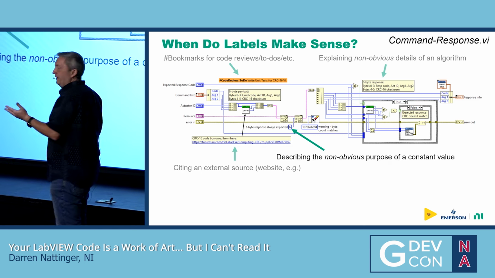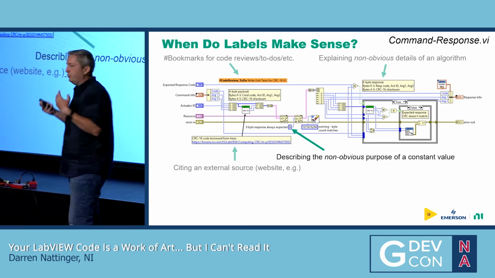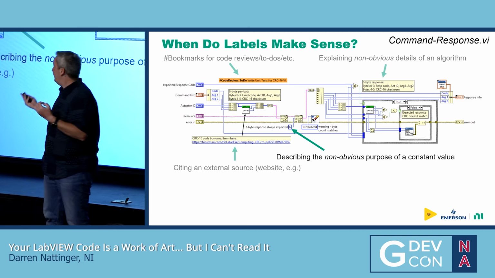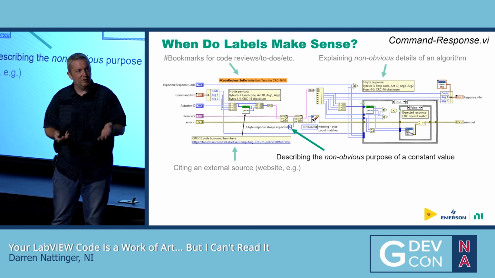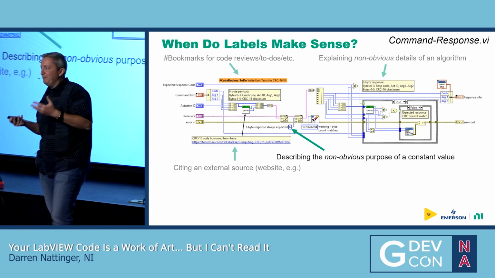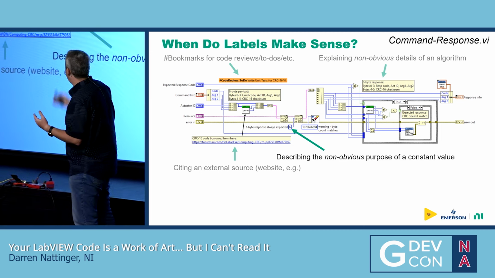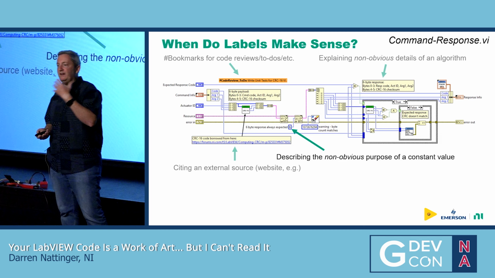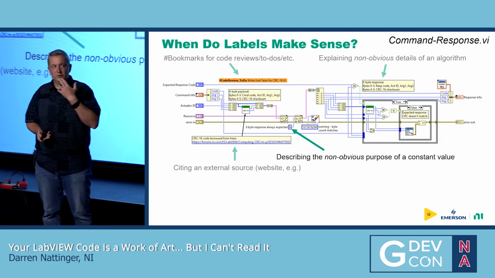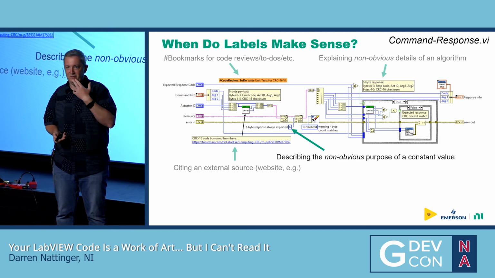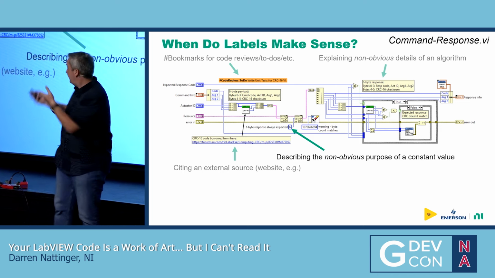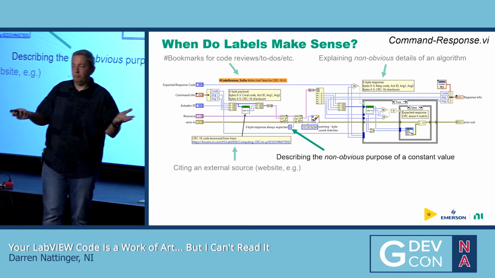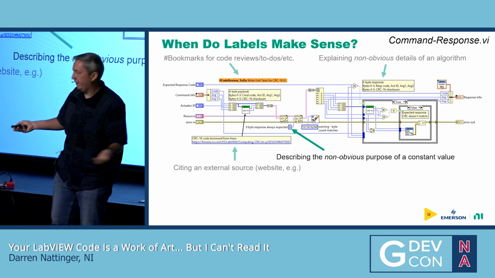And then this isn't a free label, but it's an object label. I do this quite a bit where a constant on a block diagram, if it's not immediately obvious, like if I had just left that 6 there and you're reading that block diagram, you may be wondering, why is it 6? Is that just a random thing he picked? With this label, I clearly say, oh, well, I'm always expecting 6 bytes in my response, so that's why that's there.